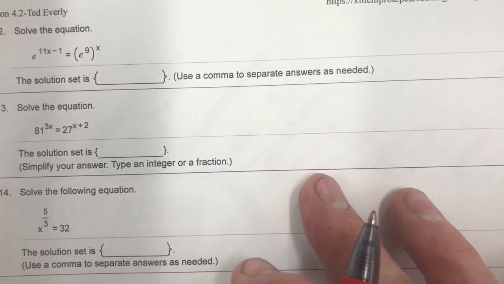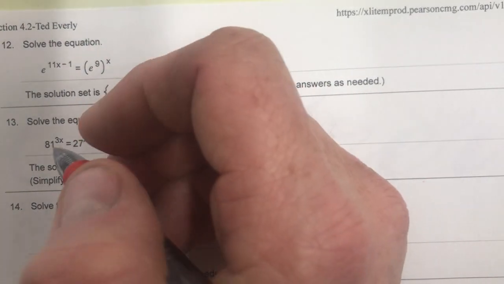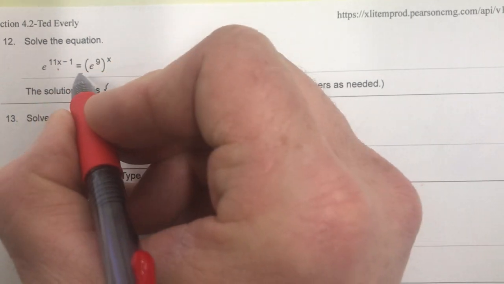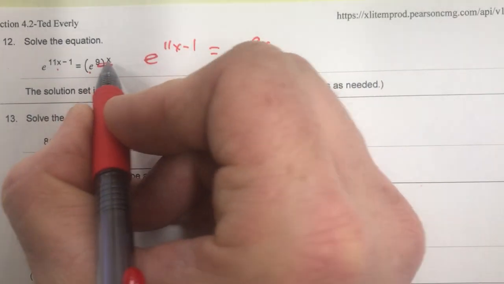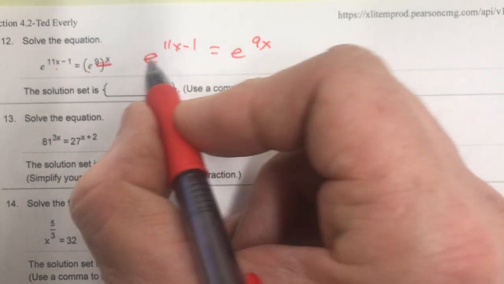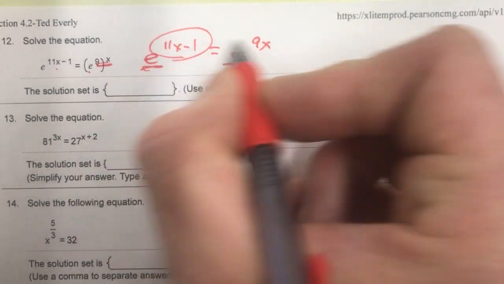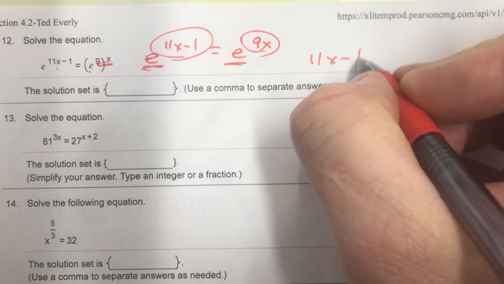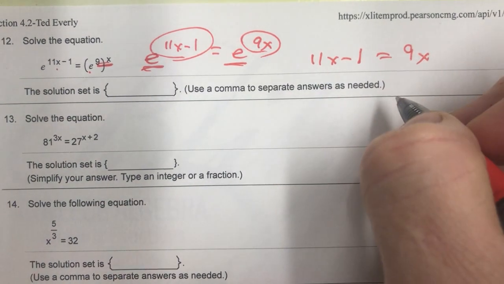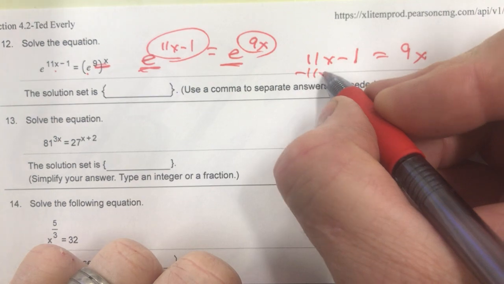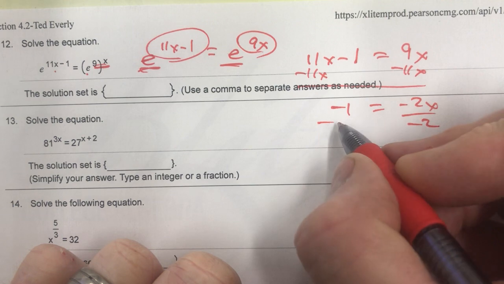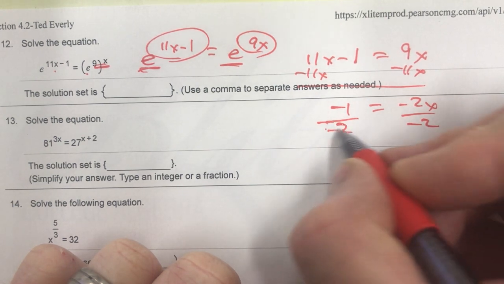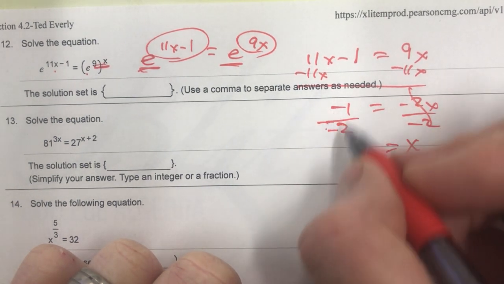Just a few more problems. Here's one here. Okay, I've got e to this power equals e to that. All right, so that means e to the 11x minus 1 equals e to the 9x. I'm just doing a power of a power there, so that means 9 times x. Now, since these bases are the same, these exponents have to be the same. So 11x minus 1 equals 9x. I'm going to subtract 11x this time. Negative 1 equals negative 2x, and then divide by negative 2. And that means x equals 1/2.